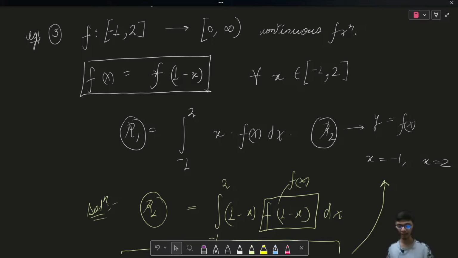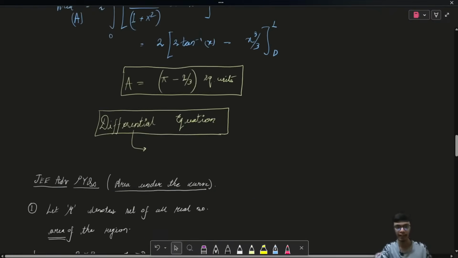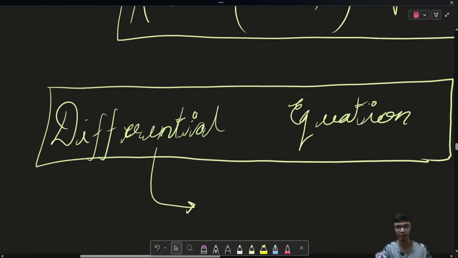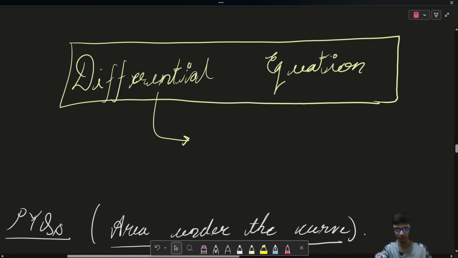So with this, we are ready to start with our new chapter, that is differential equation, right? In our next upcoming class, we're going to start, as promised, with this topic of differential equation. Along with that, we'll also keep on solving more and more questions from definite integrals and from area under the curve or applications of integration. Once we are done with differential equation, we will try to solve more and more questions.